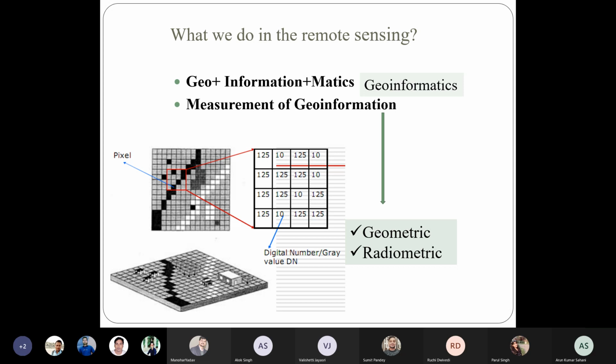Yeah, Alok, tell me. Sir, in this slide, a few minutes of the visual was lost, so I missed that part. Sir, what is the number written, 1 to 5, 10? 125, 10 in piece square.